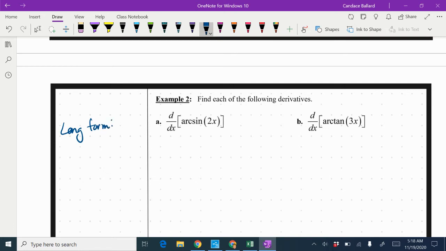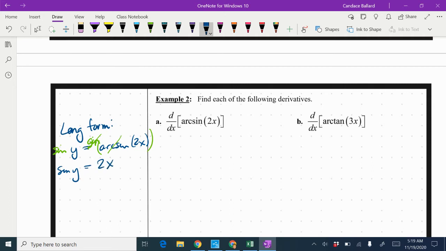So to do the long form, what I'm really doing is I'm going to redo this by saying y equals arcsine of 2x. Then I am going to get rid of the arcsine by taking the sine of both sides, just like we did in that first example. So we know sine and arcsine, or sine inverse, would cancel. So we end up with sine of y equals 2x.